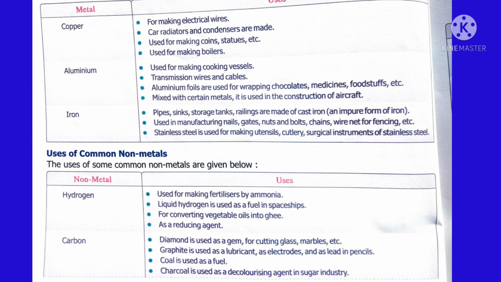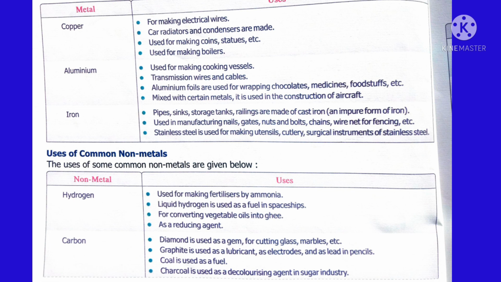Then we are going to see some uses of non-metals. You know, hydrogen is used to prepare ammonia because hydrogen reacts with nitrogen, we get ammonia gas, and hydrogen is used as a fuel. Next, carbon, it is rich in diamond. Diamond is made of carbon. It is used to make some jewelry things. And graphite is rich in carbon. It is used as an electrode, lubricant. And coal is made of carbon.